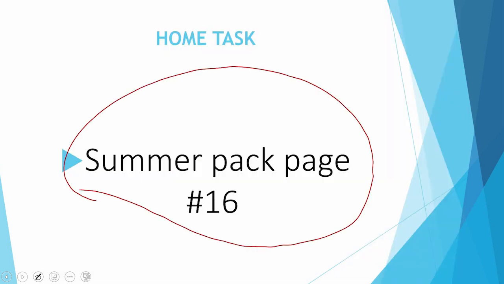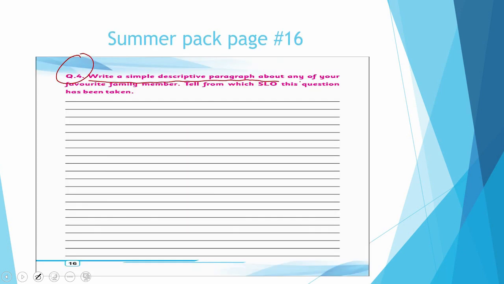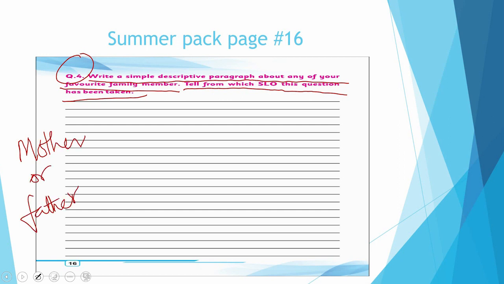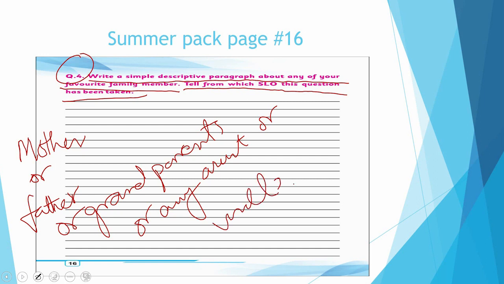Now the task related to this activity is on page number 16, summer pack. Number 4, write a simple descriptive paragraph about any of your favorite family members. Tell from which SLO this question has been taken. You can write a small paragraph about your mother or father or grandparents or any aunt or uncle. You have to think of that person who is your favorite in the family and then write a few lines here and let us know about him or her.